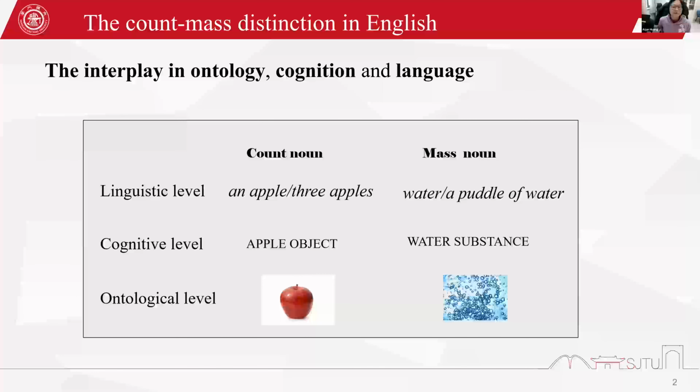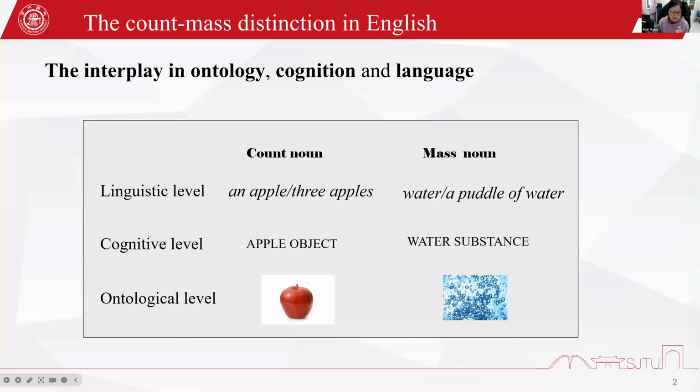Let's start with a very basic observation about the count-mass distinction in English. It involves the interplay between ontology, cognition, and language. Let's start from the ontological level. We know that there are two distinct types of entities. One is countable entities like individual apples, and the other is substance or liquid, which are not countable.